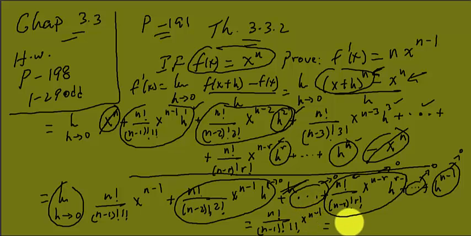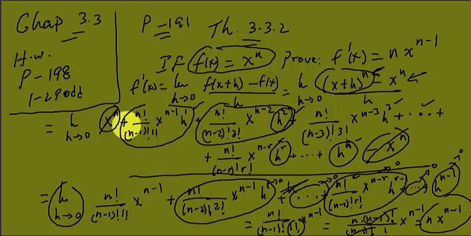Now if I clean this up a little bit, I have n times n minus 1 factorial, all that over n minus 1 factorial, and of course 1 factorial is just 1, and then x to the n minus 1. Now the n factorial, which is n times n minus 1 factorial, is going to cancel with that n minus 1 factorial. That'll give me n times x to the n minus 1. And there it is.